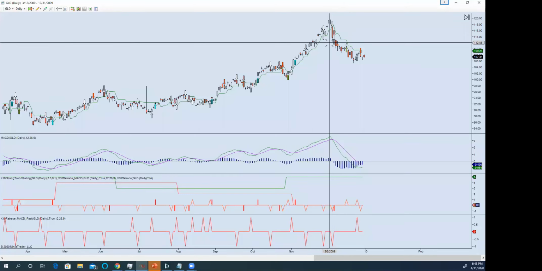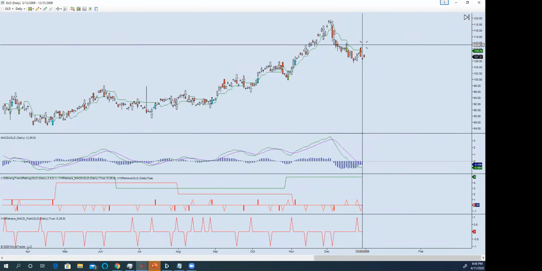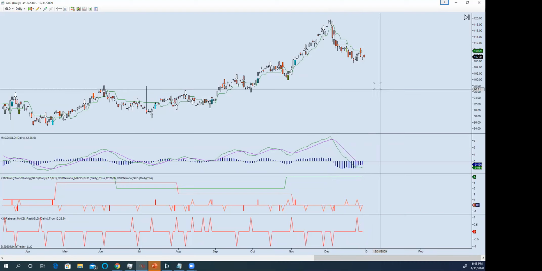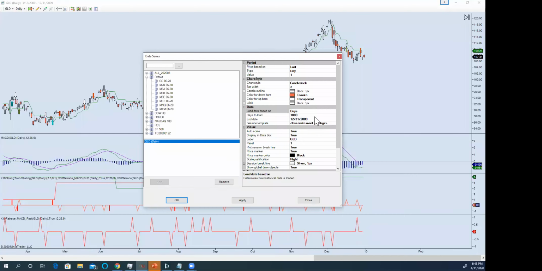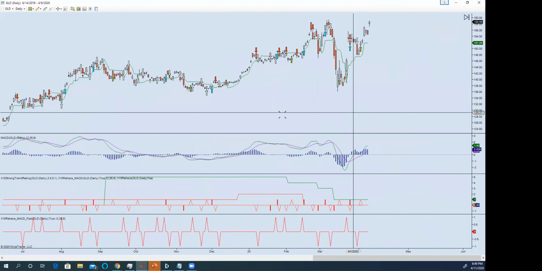So if you notice from December on, you know what, I'm looking at the wrong chart. Give me 1 second, because this is history data. So I'll change this one to today. Sorry about that. This is all live data, by the way.